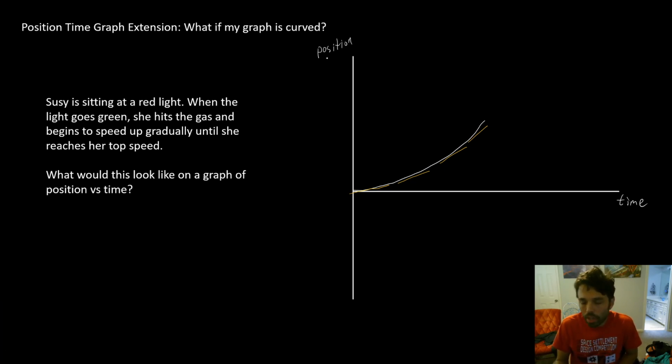So when you see a curved line on a position versus time graph, now you know. It's important to remember that all of these rules we teach you really only work for certain kinds of graphs. So a curved line like this, like the white line you see, on a position time graph is going to mean that an object is getting faster and faster and faster.